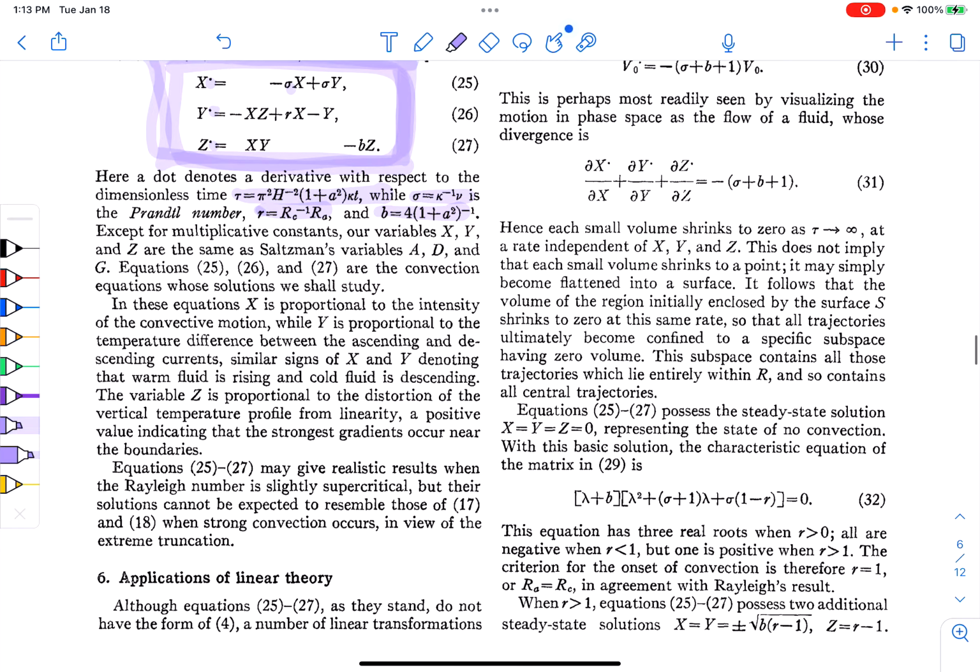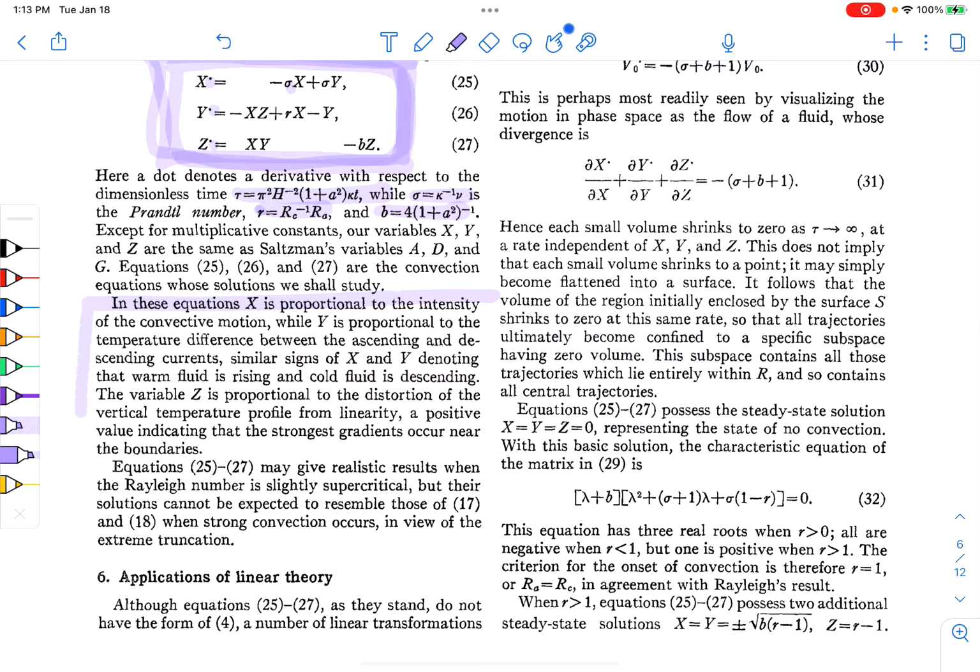Anyway, the physical explanation of these equations is put in this paragraph. It says, in these equations, x is proportional to the intensity of the convective motion, y is proportional to the temperature difference between the ascending and descending currents, and it goes on about x and y denoting that warm fluid is rising, cold fluid is descending. Variable z is proportional to the distortion of the vertical temperature profile from linear. So that goes as like theta.